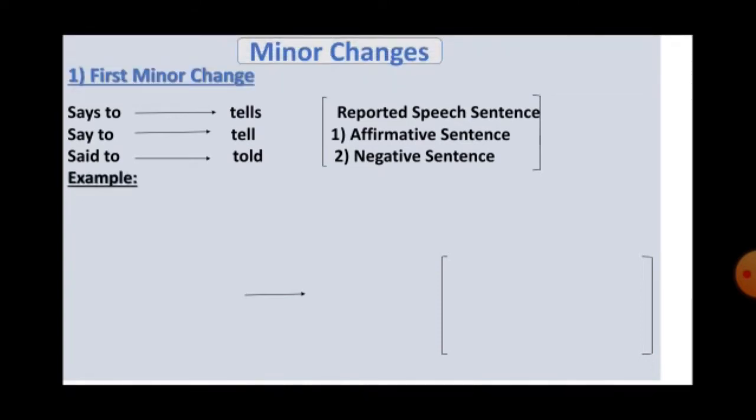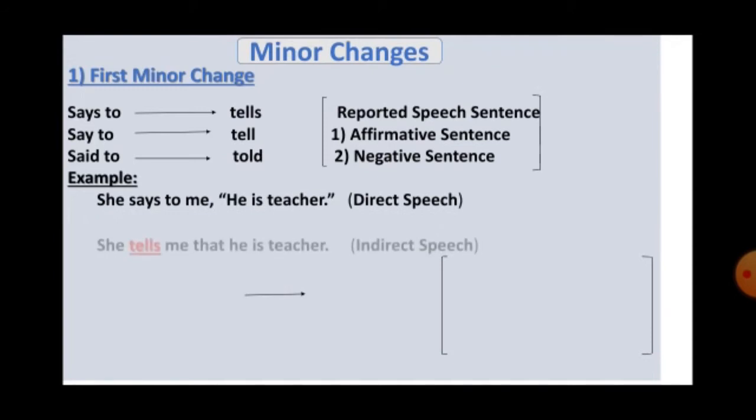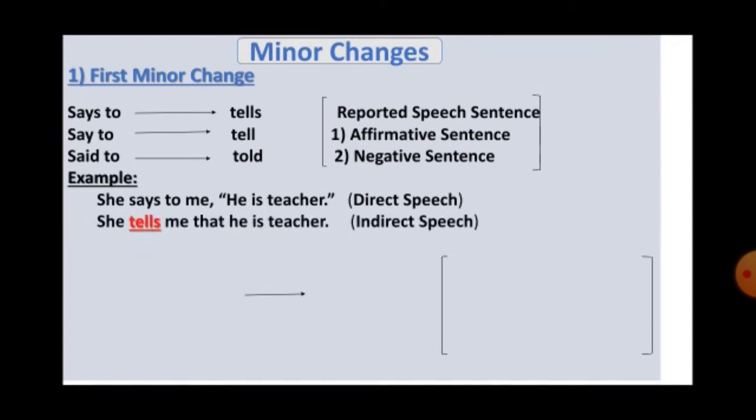So for example, she says to me, "He is a teacher." That is direct speech. She tells me that he is a teacher. So students, you see "says to" is converted into "tells", because "he is a teacher" is an affirmative sentence. If it is not an affirmative sentence, it is not changed like this.